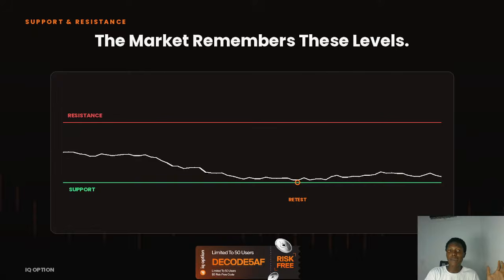And it goes the same with the ceiling. When the price hits the ceiling, that means it cannot go any further because the sellers have already begun to come in and they're beginning to push the market down. And so that is when traders begin to place sell orders, based on what they can see happened in the market, which is a reversal from an upward trend to a downward trend.